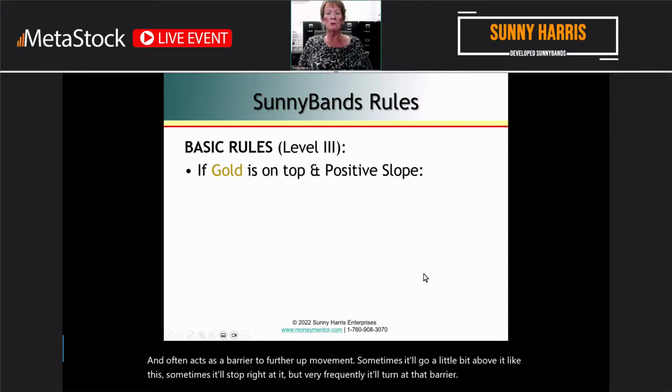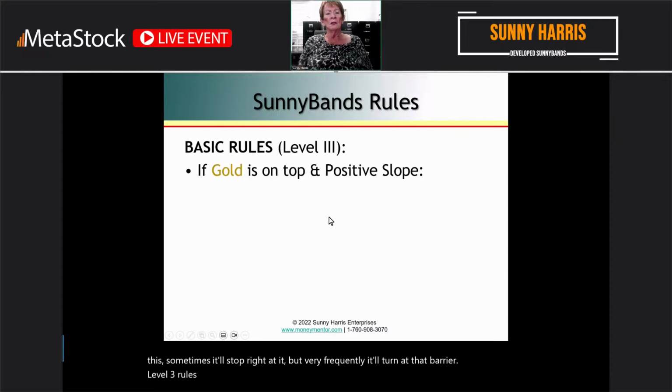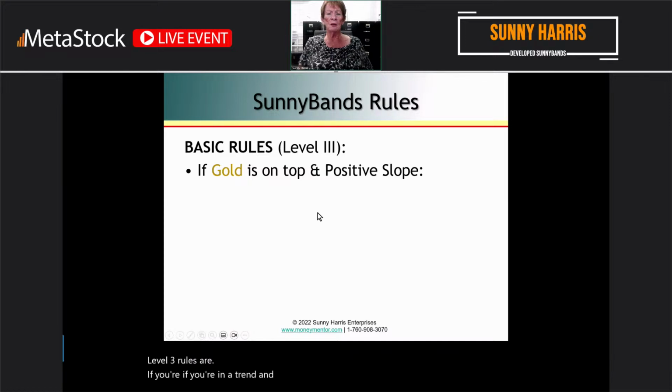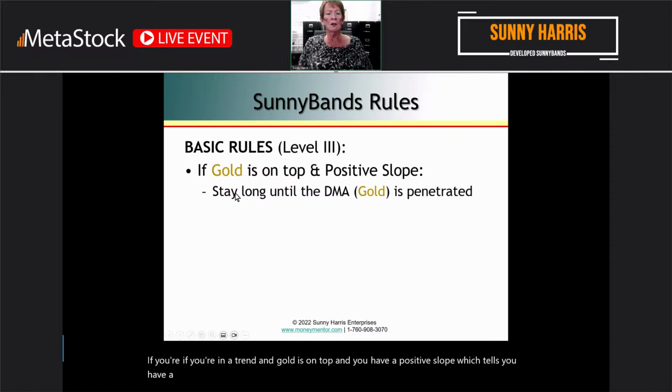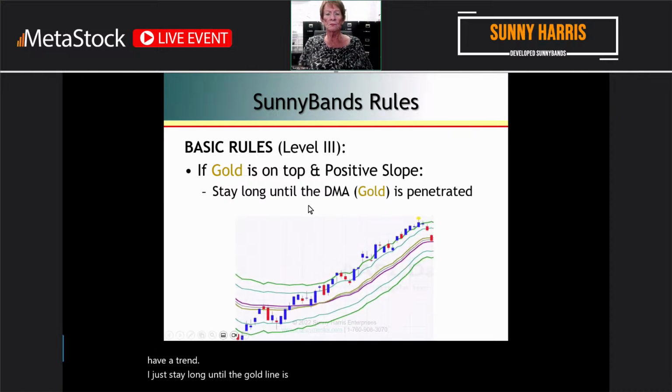Level 3 rules are, if you're in a trend and gold is on top and you have a positive slope, which tells you have a trend, I just stay long until the gold line is penetrated. So here we have a trend set up, up, up, up.